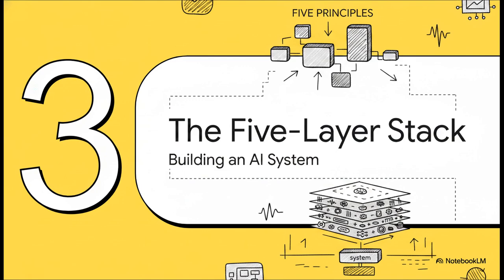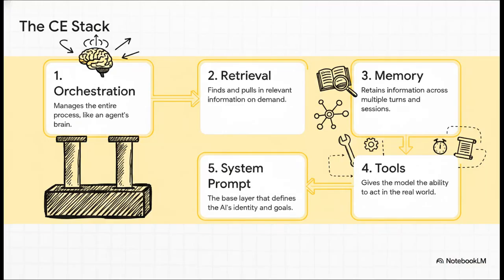Okay, so we have these 5 principles. How do they actually come together when we're building something? Well, they form what we can think of as a 5-layer stack. This is basically the blueprint for an AI system. And you build this stack from the bottom up.